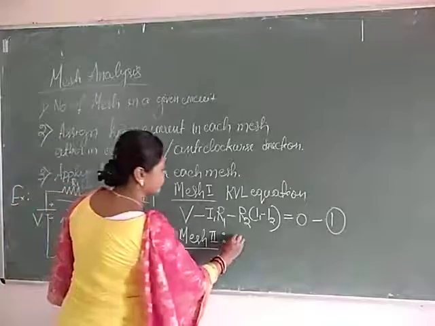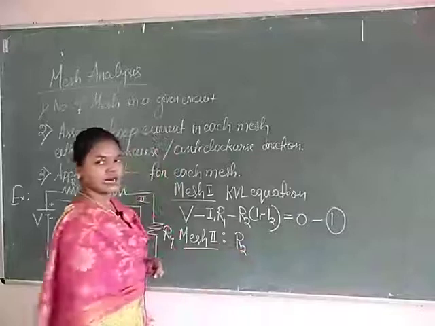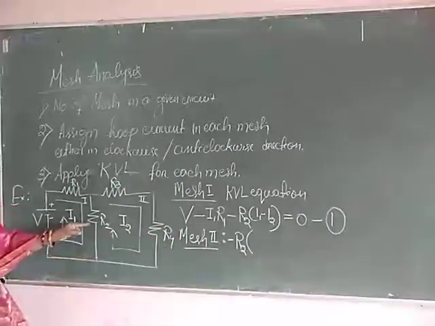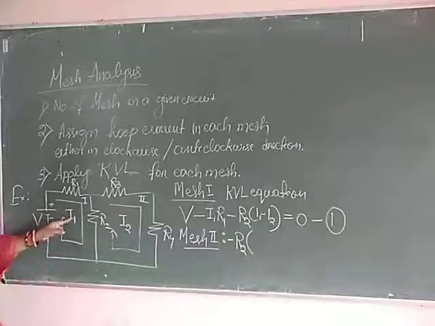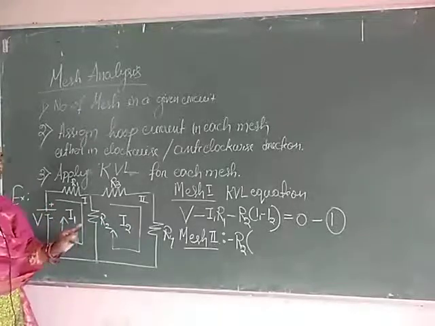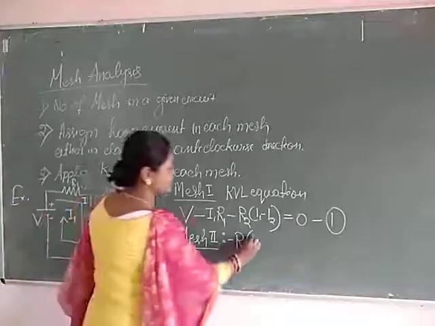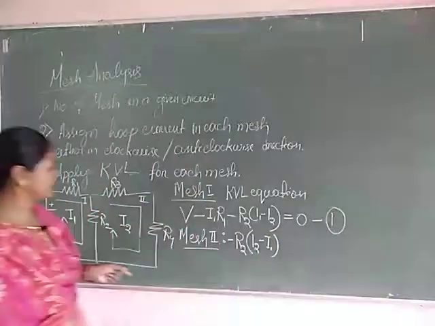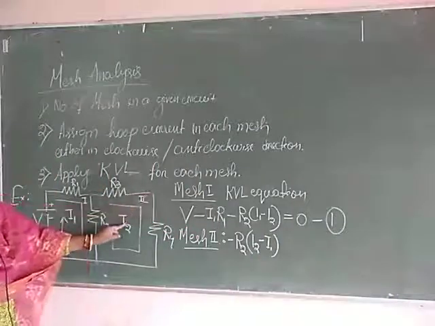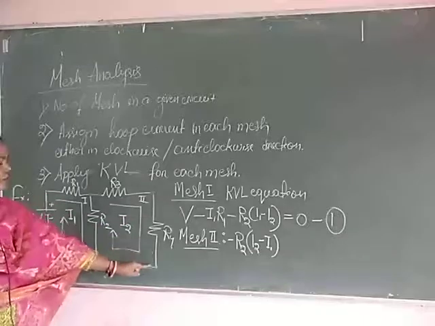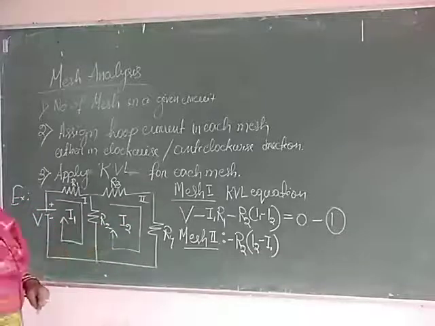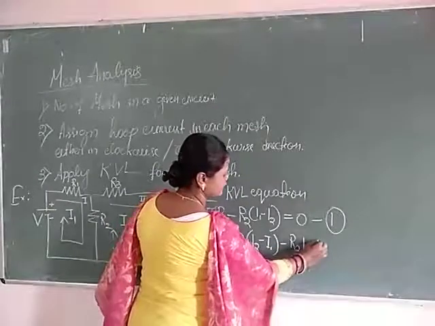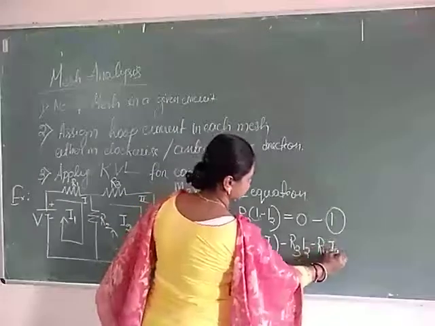So R2, as a voltage drop, I take the polarity minus. The current is I2 minus I1, as I write the KVL equation for loop 2. So it is I2 minus I1. Then across R3 only I2 current flows, and across R4 also I2 only flows. So it is R3 I2 plus R4 I2, and the sum is equal to 0. This is equation 2.